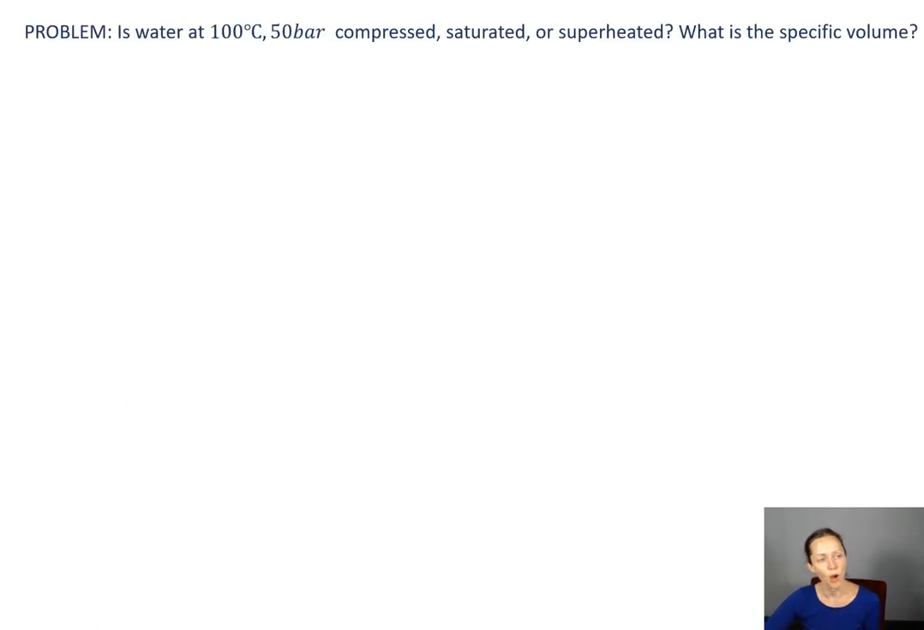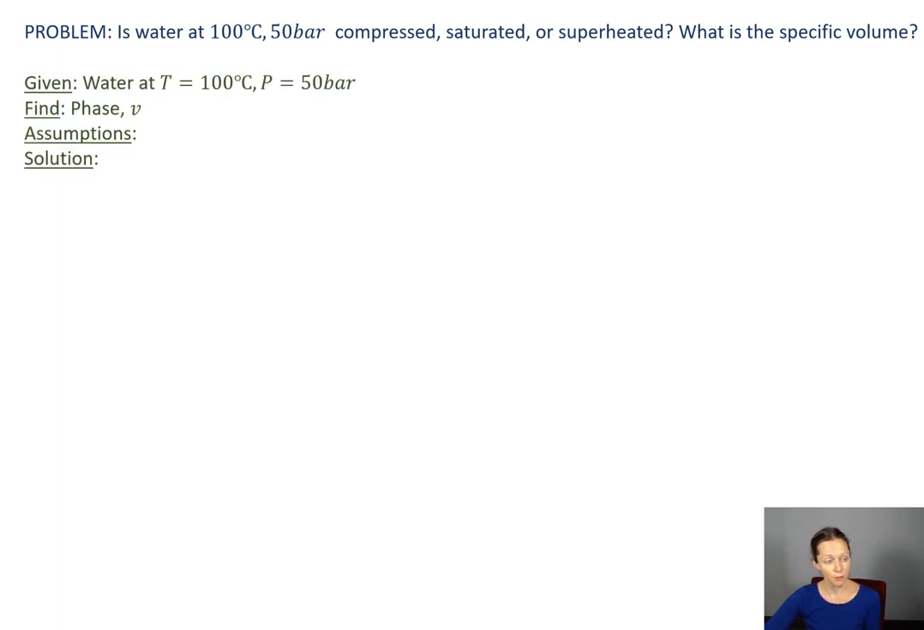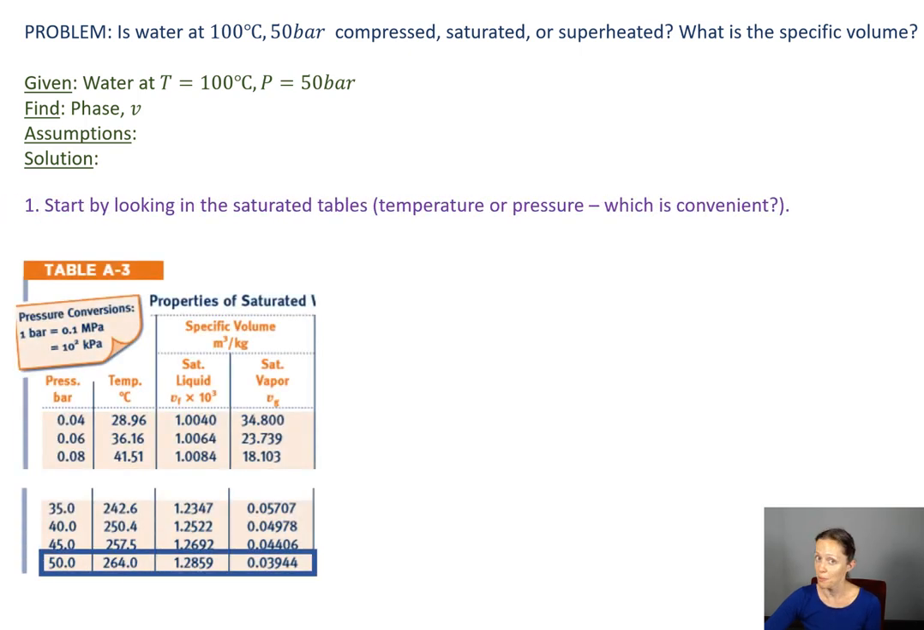Last problem, we've got water at 100 degrees Celsius and 50 bar. We want to know if it's compressed, saturated, or superheated, and we want to know the specific volume. There's my given, find, assumptions and solution. Need to figure out my phase first. So I'm going to go to my saturated tables, not because I'm assuming it's saturated, but because I need to figure out what phase I'm at.